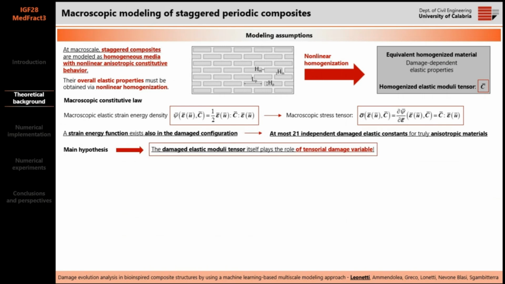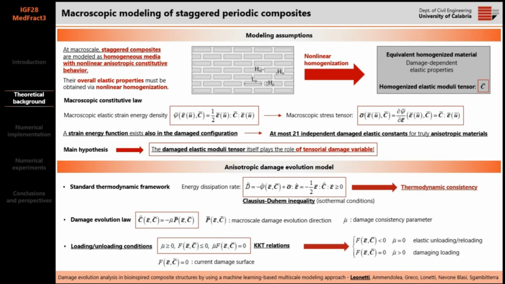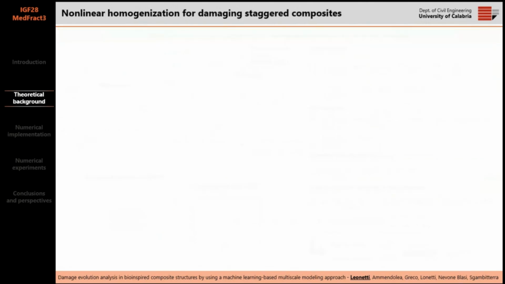As a main hypothesis of the present approach, the damaged elastic moduli tensor itself plays the role of tensorial damage variable. And this internal variable, this state variable, has to fulfill the damage dissipation inequality for assuring the thermodynamic consistency. And also loading and unloading conditions must be satisfied. These loading conditions are expressed in terms of the well-known Karush-Kuhn-Tucker conditions.